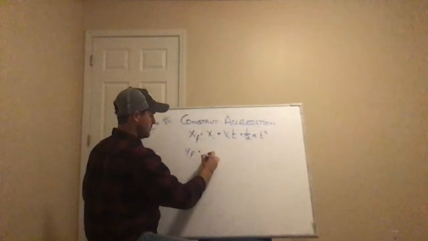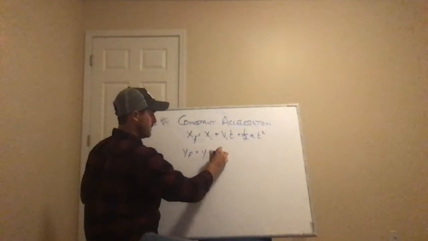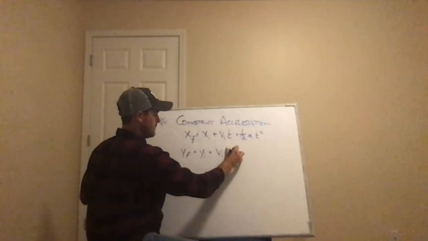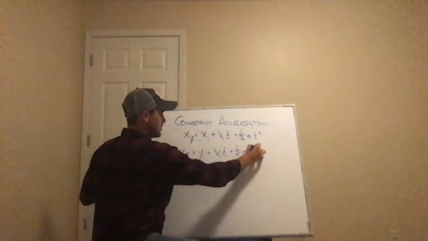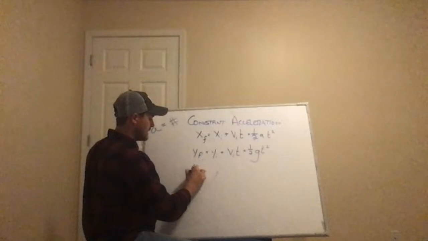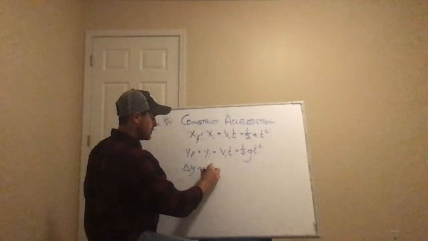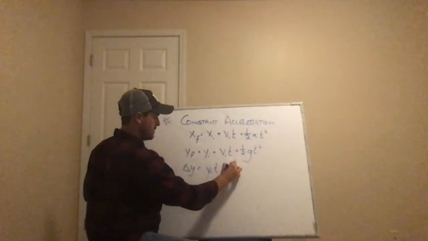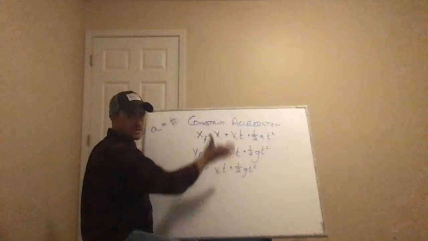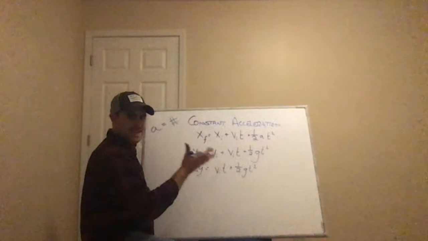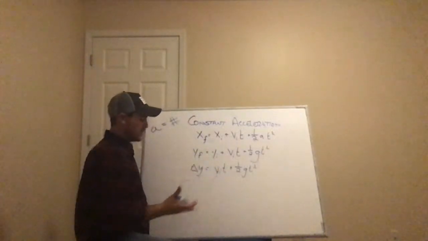Typically, we write it like this: y final equals y initial plus v_i t plus 1/2, we'll even do baby g, t squared. And heck, sometimes we'll write it like this: delta y equals v initial times time plus 1/2 g t squared. All of these are just different iterations of the exact same mathematical and graphical relationship.